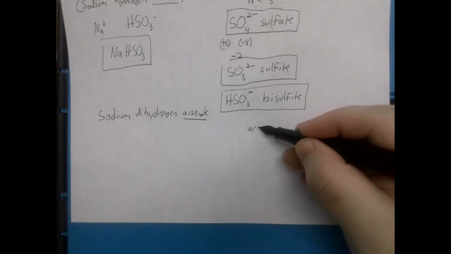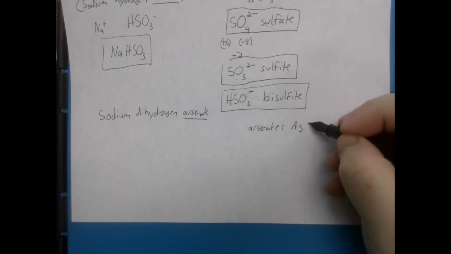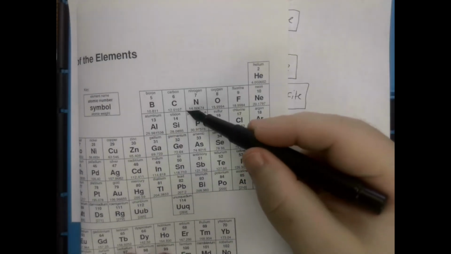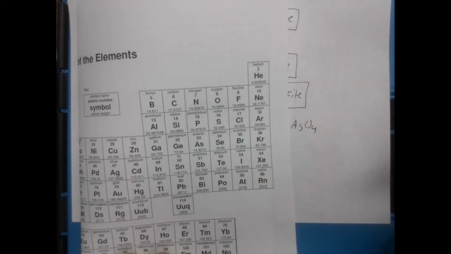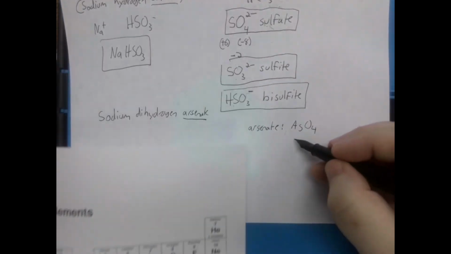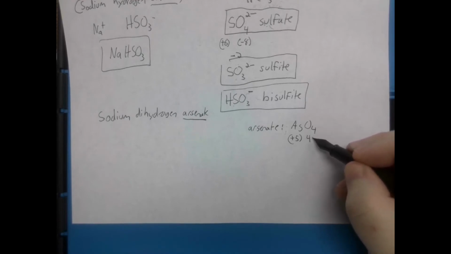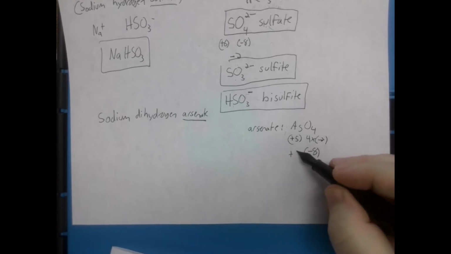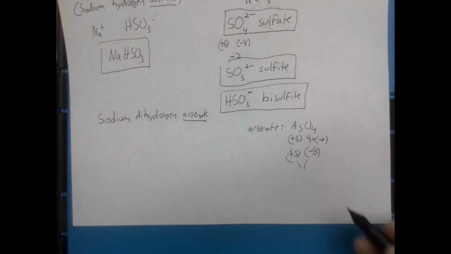So arsenate is AsO4. It's in our little square with phosphorus and sulfur. So it is an O4, and it's in group 5, so this gets a plus 5. And there are 4 negative 2 charges, so that gives us negative 8 here and plus 5 here. What are these combined together? Negative 3.